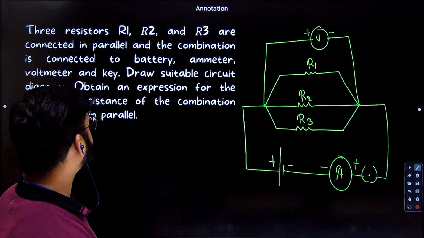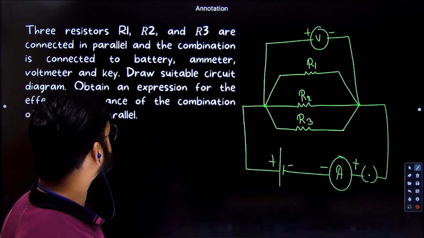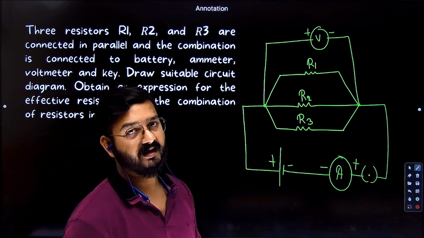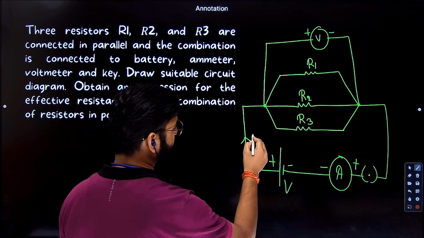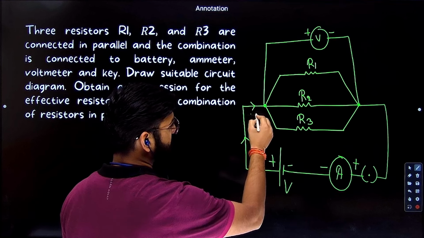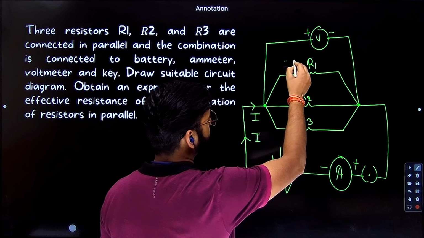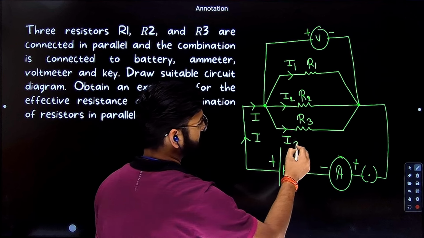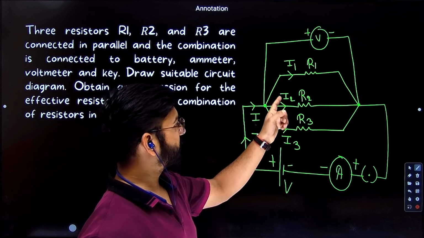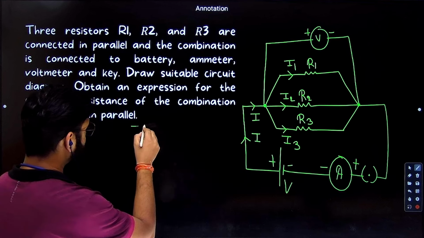Now, you need to obtain an expression for the effective resistance of the combination of resistors in parallel. Let's assume that this is V and the current provided is I. So when the current flows, how much current will go into this I1, into this I2, and into this I3? So can I say that I is equal to I1 plus I2 plus I3? Yes.